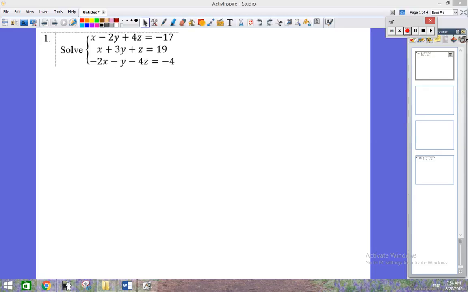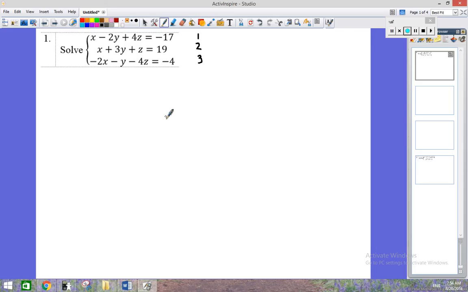All right, let's take a look at solving this system of equations. We have three variables, three unknowns, and the system is written in such a way that it's going to be easy for us to do elimination. Notice the x's are in a column, the y's are in a column, and the z's are in a column, and the constants are on the other side of the equation. So label your equations 1, 2, and 3.